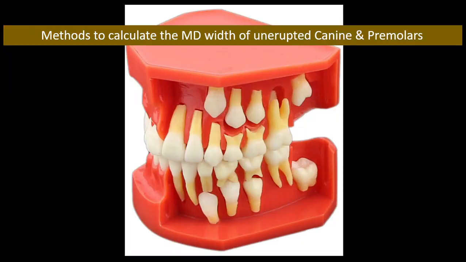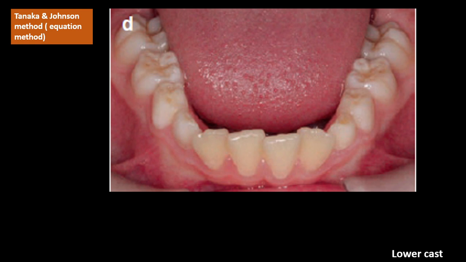We have methods to calculate the mesiodistal width of the unerupted canine and premolar. One of these methods is Tanaka and Johnson's method. This method is called the equation method. I will show you an example of how to measure the mesiodistal width of the unerupted canine and premolars. This is the Tanaka and Johnson method.